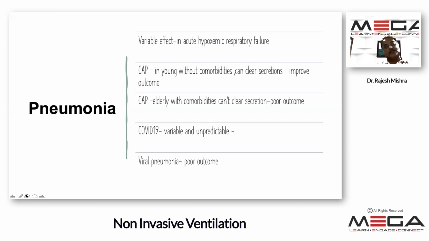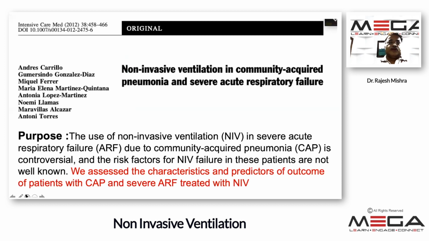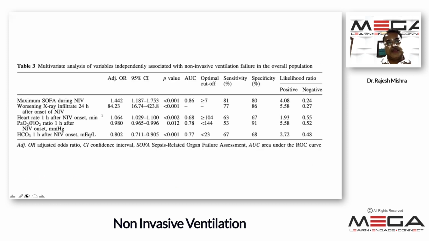In the early stage it responded, but in critical or moderate to severe respiratory failure, they needed intubation. Other viral pneumonias like H1N1 or MERS, their response to NIV was poor. So, non-invasive ventilation in community-acquired pneumonia and severe acute respiratory failure. In this particular study, it was assessed that patients who are critically ill, whose scoring, particularly SOFA, or worsening of X-ray is high, do not respond to NIV.